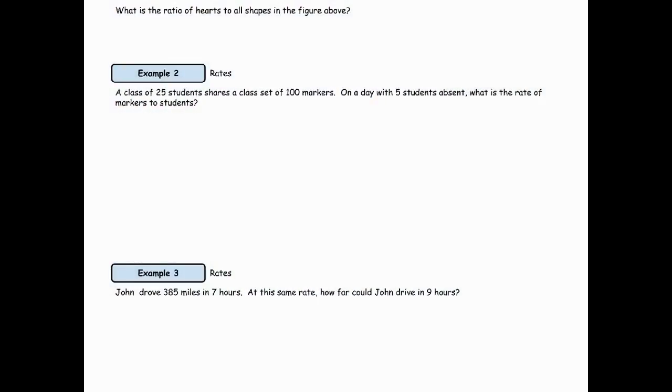Example 2, a class of 25 students shares a class set of 100 markers. On a day with 5 students absent, what is the rate of markers to students? So we can see the comparison right there of markers to students. And so we also note in the problem that there's 5 students who are absent. So if we take the original class size of 25 students and we subtract 5, then we know that there are 20 students in class that day. So our comparison of markers to students would be 100 markers to 20 students.